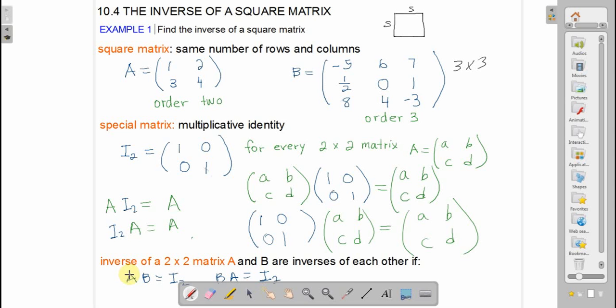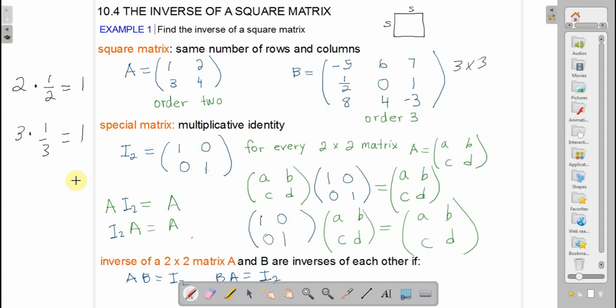To better understand this, we can compare it to real numbers. In real numbers, if we multiply a number by its inverse, we get 1. So 3 times 1 over 3 gives us 1. So this special matrix plays the same role as 1 does in the real numbers.